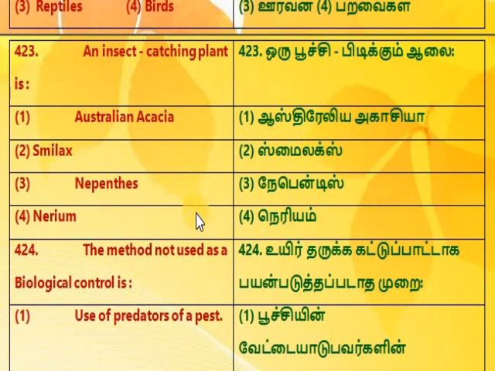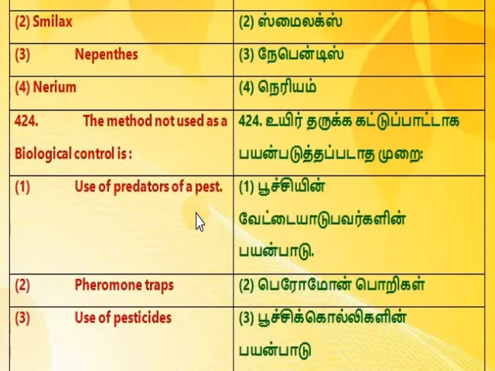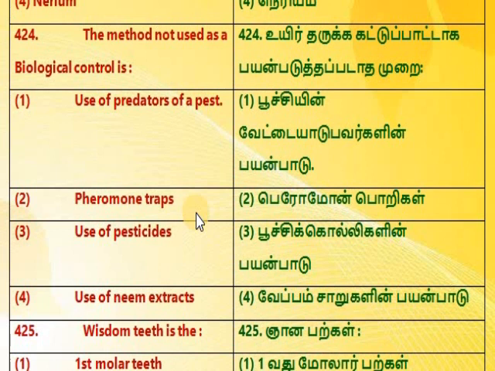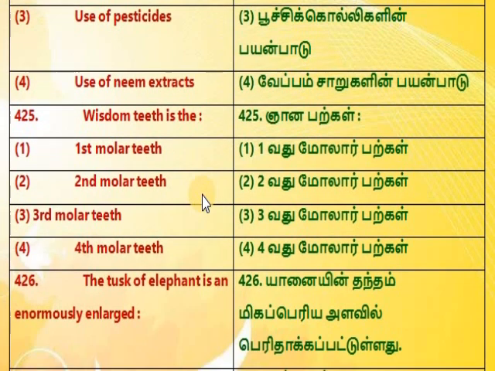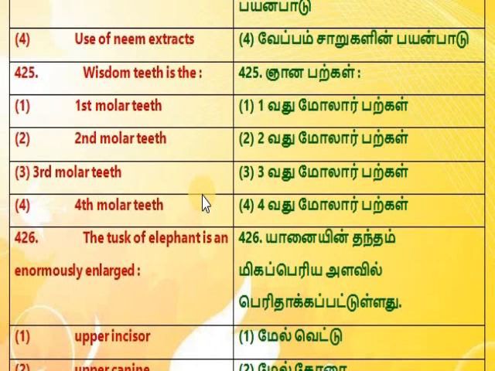423. An insect catching plant is 1. Australian acacia, 2. Smilax, 3. Nepenthes, 4. Nerium. 424. The method not used as a biological control is 1. Use of predators of a pest, 2. Pheromone traps, 3. Use of pesticides, 4. Use of neem extracts. 425. Wisdom teeth is the 1. First molar teeth, 2. Second molar teeth, 3. Third molar teeth, 4. Fourth molar teeth.